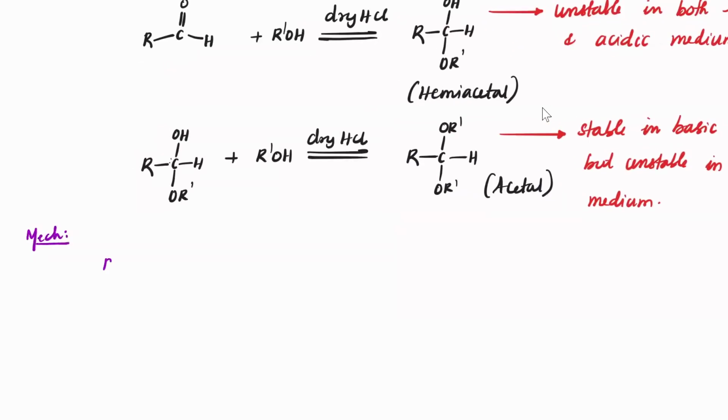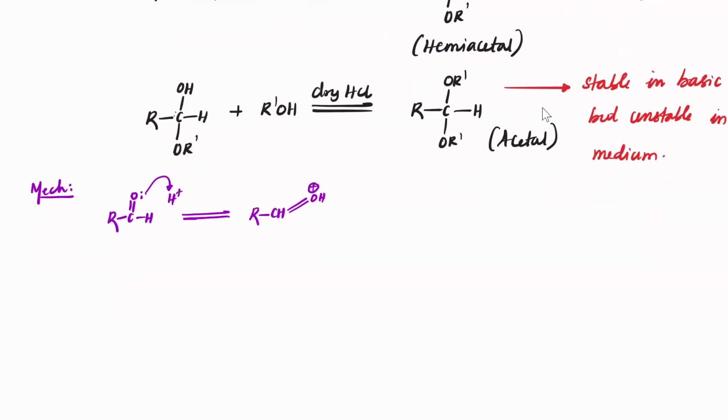The first step is the aldehyde trying to take H plus, and that will happen by making CH double bond OH plus. Now CH double bond OH plus gives the carbon sufficient positive charge. That's when the alcohol will start attacking.